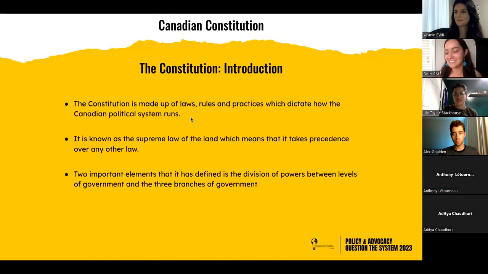So the Constitution is made up of laws, rules, and practices which dictate how the Canadian political system runs. It is known as the supreme law of the land, which means it takes precedence over any other law. Two important elements it defines are the division of powers between levels of government and the three branches of government. This is really important because it helps us understand where EWB needs to focus for our policy and advocacy efforts, specifically federal, but we're going to look at what that means.